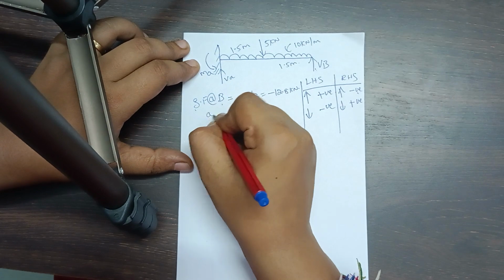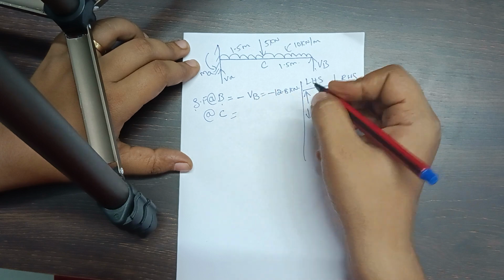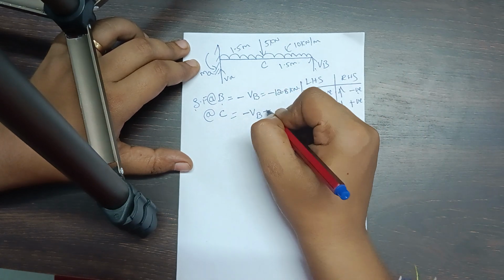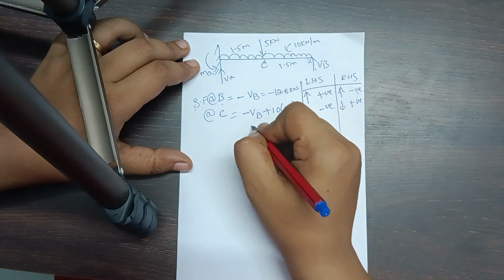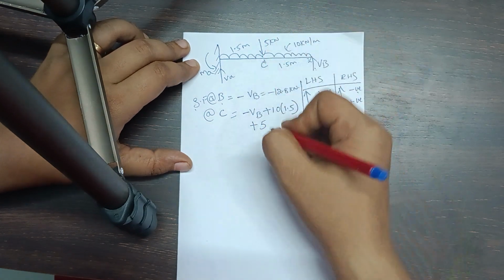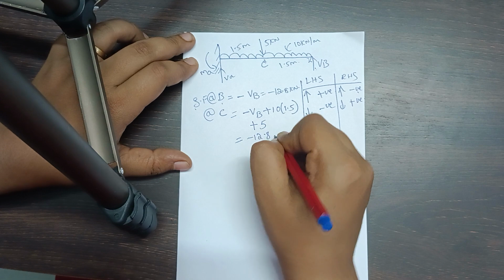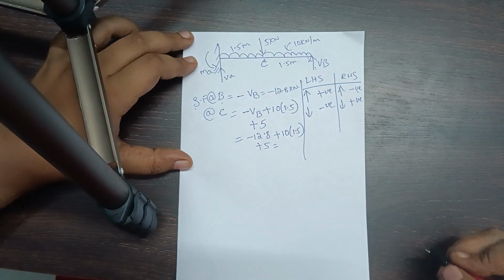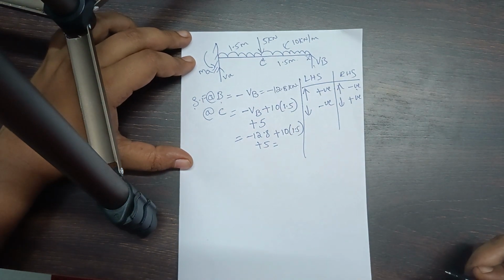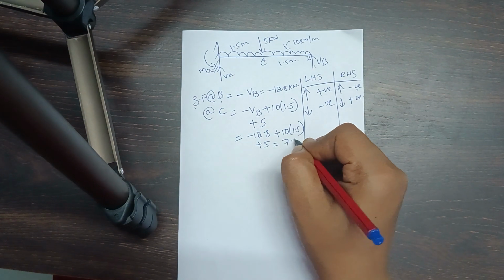Next, at point C it is minus VB plus 10 into the distance acting from here to here, which is 1.5, and then plus at that point I have 5. So the total will be, VB I know as minus 12.8, plus 10 into 1.5 plus 5. So the total value at point C is equal to 7.2.